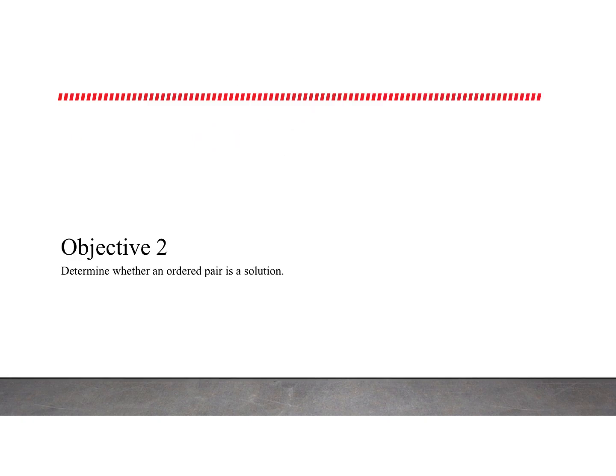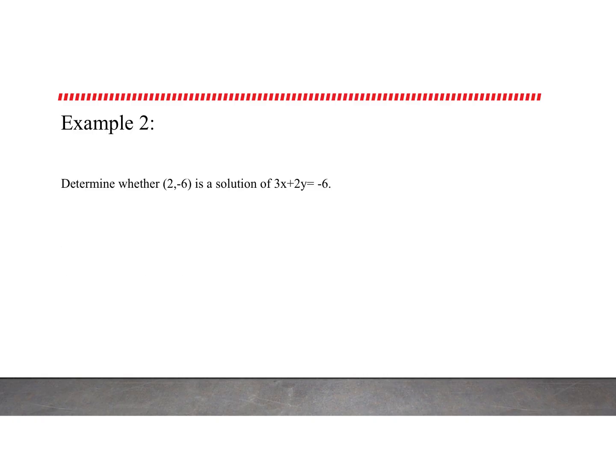Objective 2. Determine whether an ordered pair is a solution. Example 2. Determine whether (2, negative 6) is the solution of the equation 3x + 2y = negative 6. So what we are saying here is we want to take this ordered pair, which we know represents the points x and y, and we want to plug it into this equation. And notice there's a spot for an x and a y.